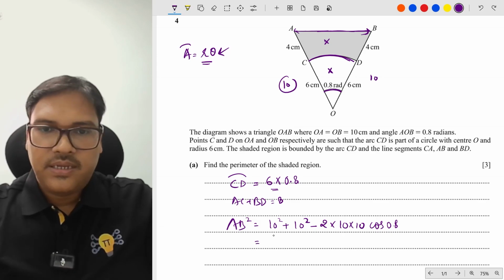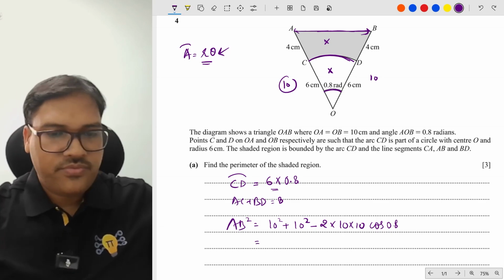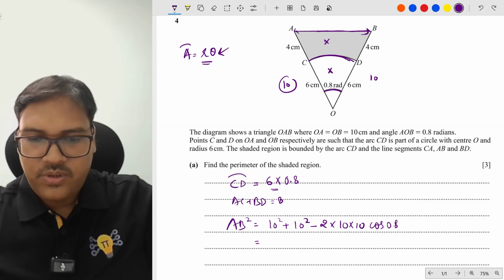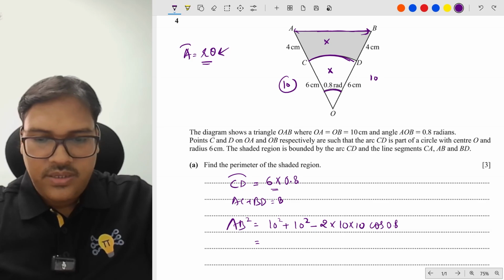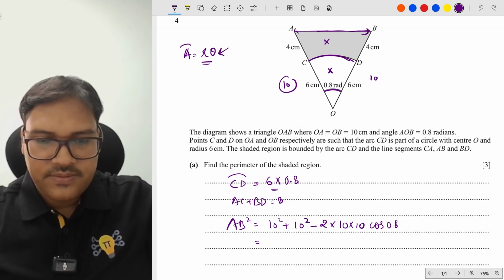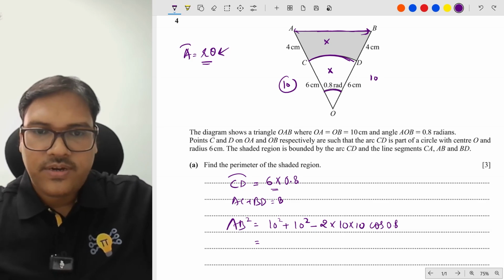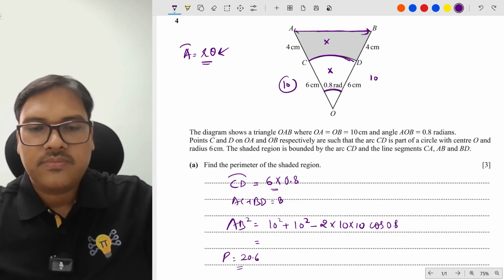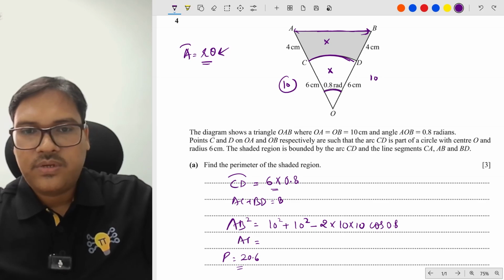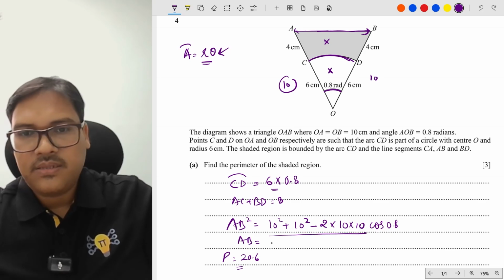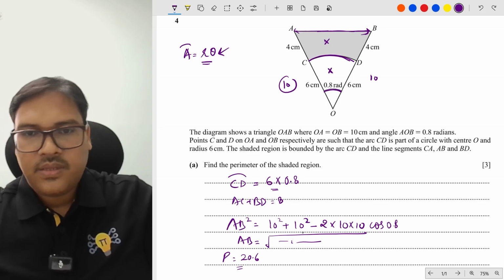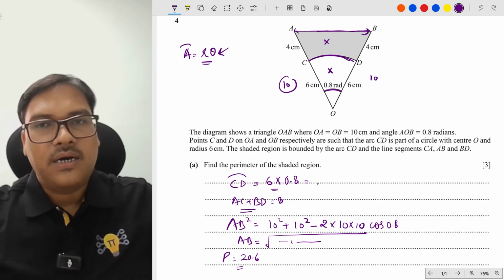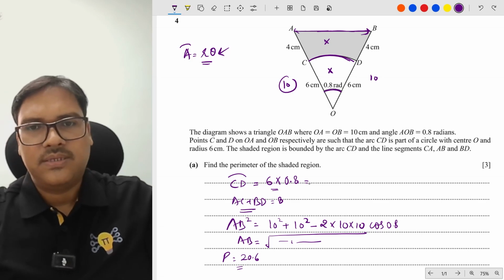So you just take this value. You can just check the calculations. You will find the final answer will be equal to 20.6. The perimeter will be 20.6. Okay. From this you can just get the value of AB, taking the square root of this, and you know this, right? This is how you can easily solve this question.